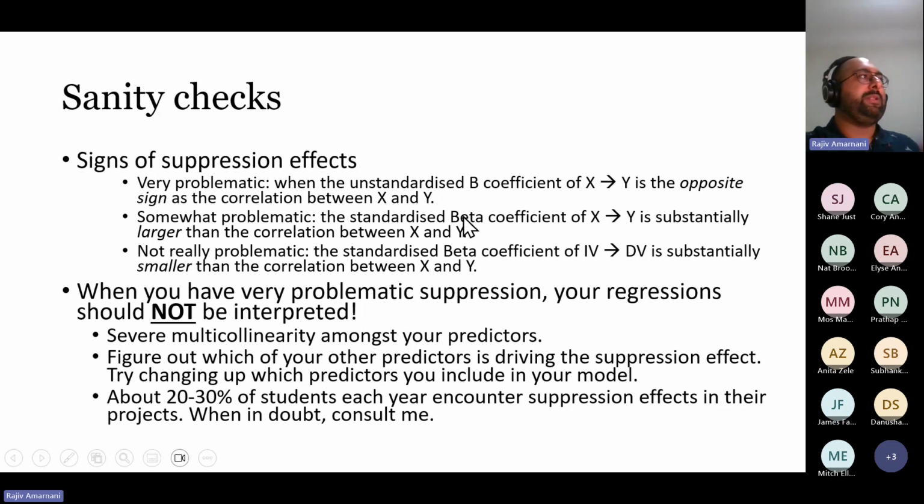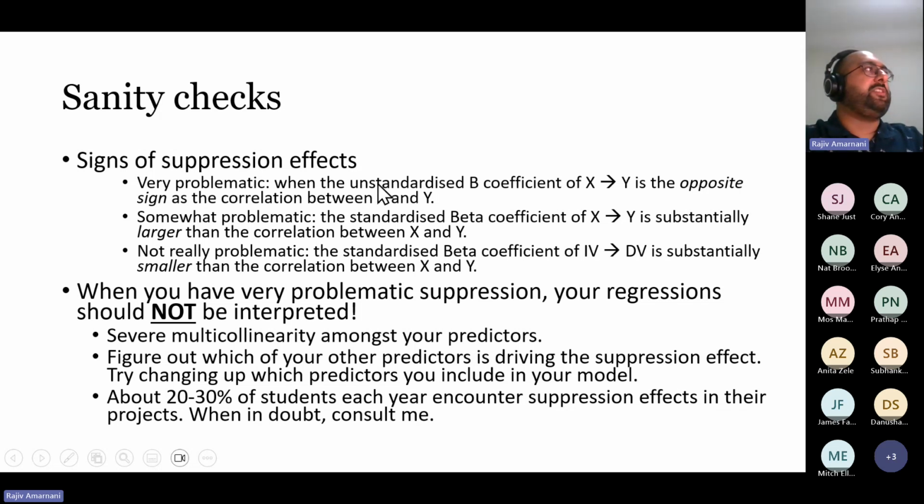A somewhat problematic, but not as concerning, case is when the beta coefficient, the standardized coefficient, is substantially larger than the correlation, where when you have a bunch of predictors, it's activating other predictors and making them work. This is not super concerning. It can be mystifying, but it's not problematic.